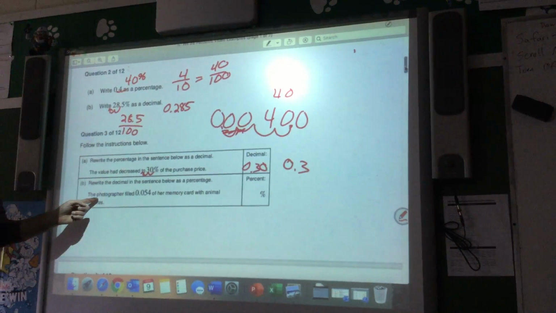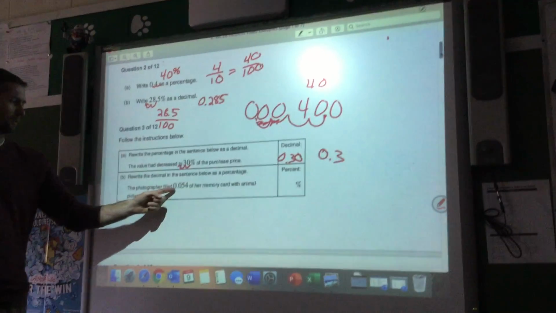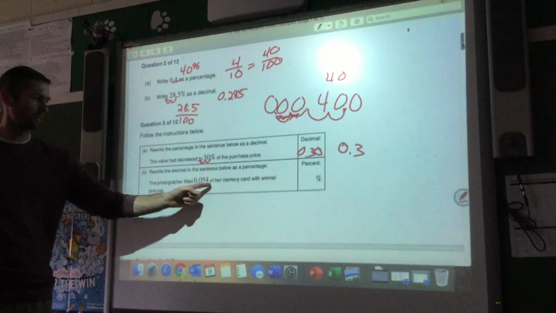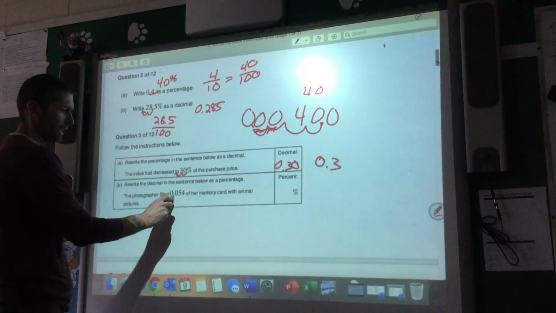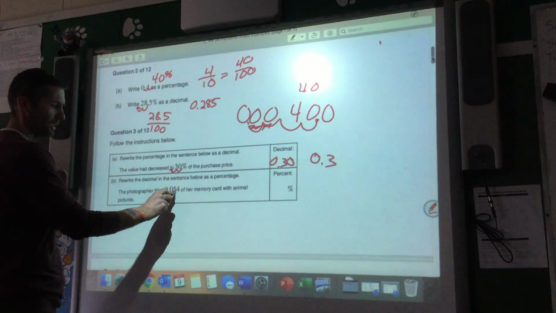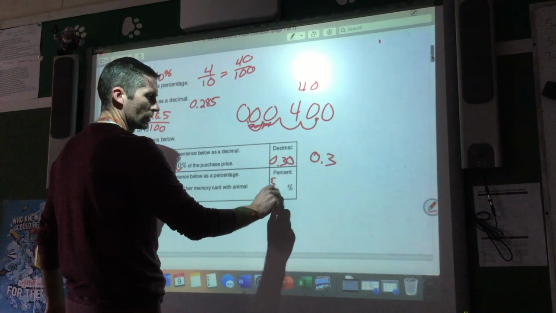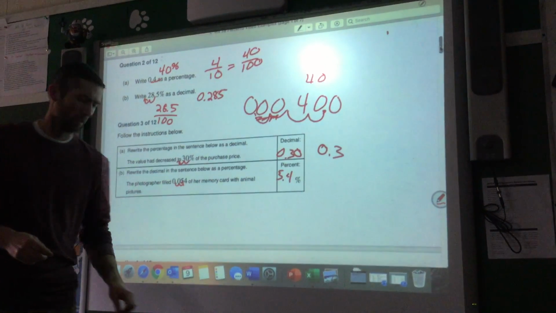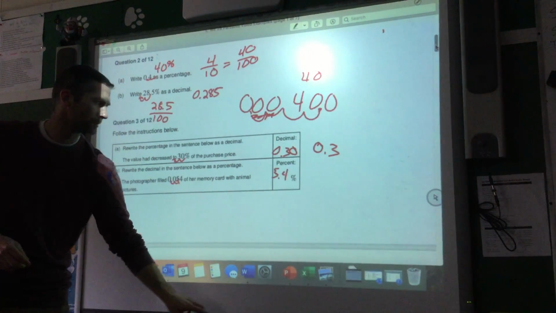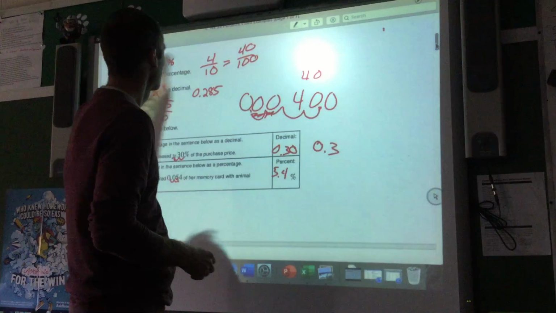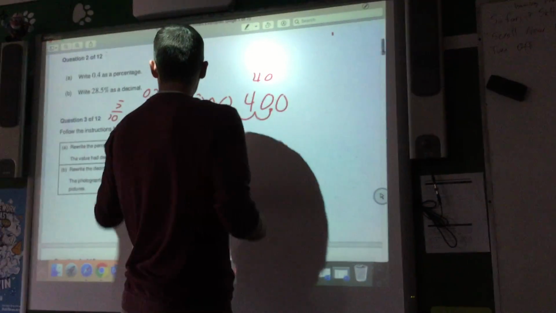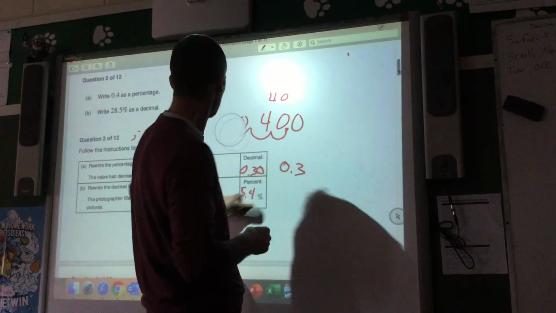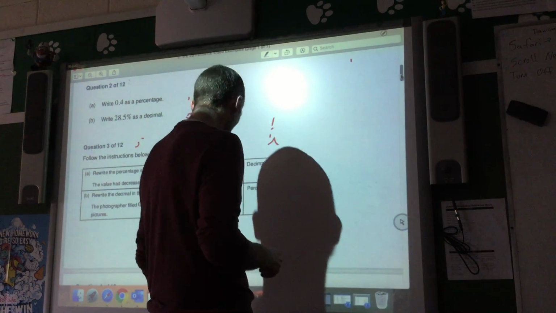Rewrite the decimal. The photographer filled 54 thousandths of her memory card with animal pictures. So 54 thousandths would be 5.4%. Okay, so we're either going to multiply by 100 or divide by 100. And make sure you go the right direction. You saw me almost go the wrong direction with one of those.